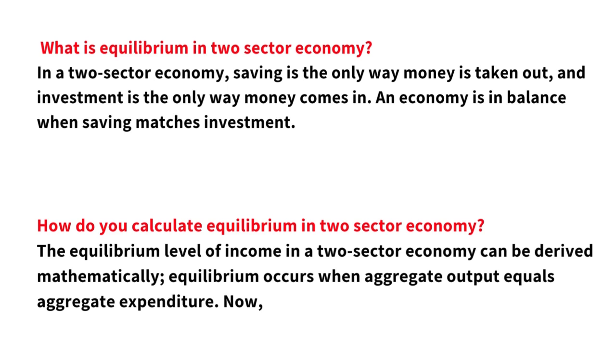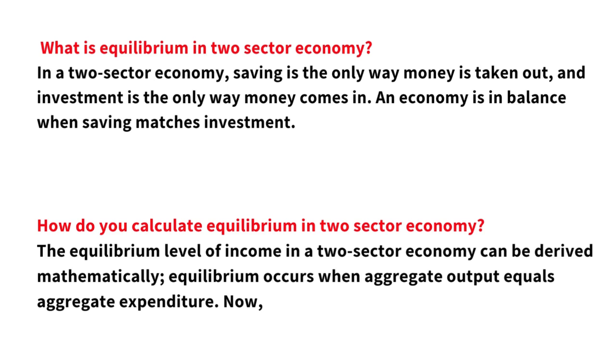Here the first question, what is equilibrium in two-sector economy? In a two-sector economy, saving is the only way money is taken out and investment is the only way money comes in. The economy is in balance when saving matches investment.